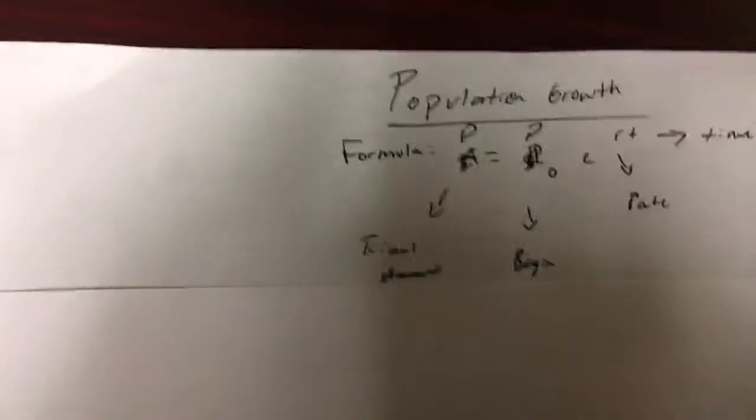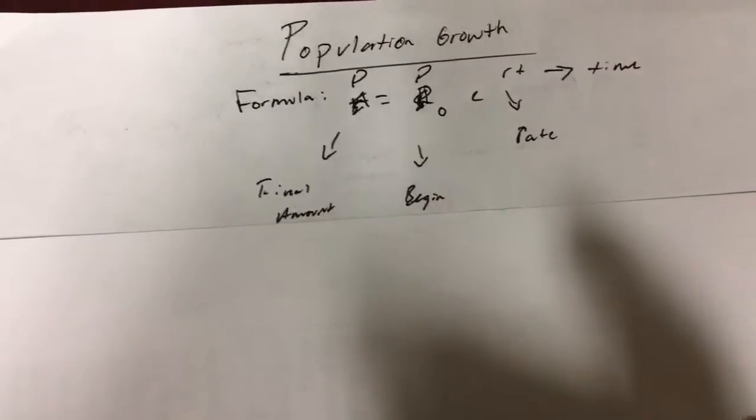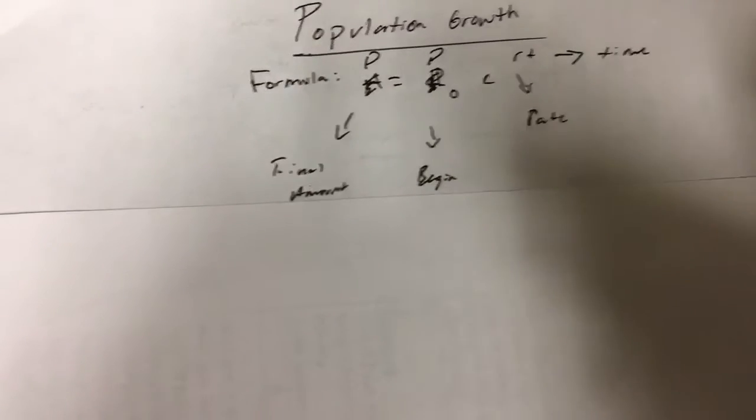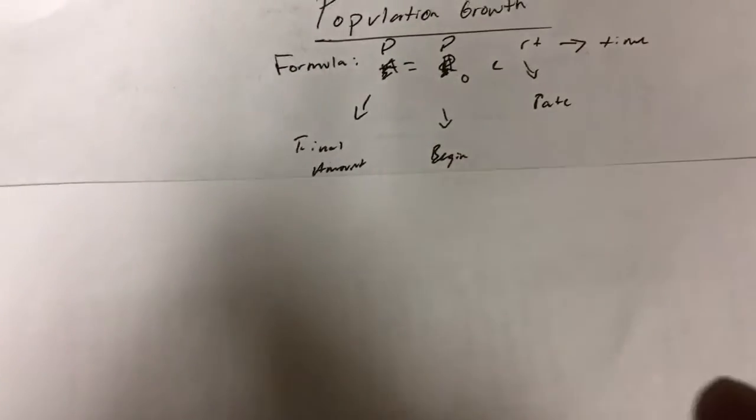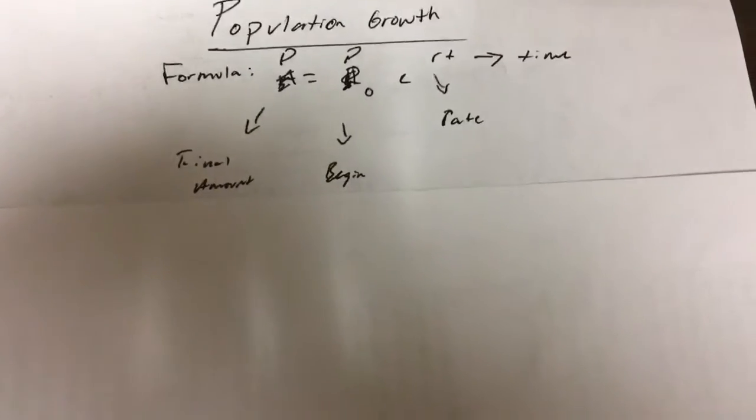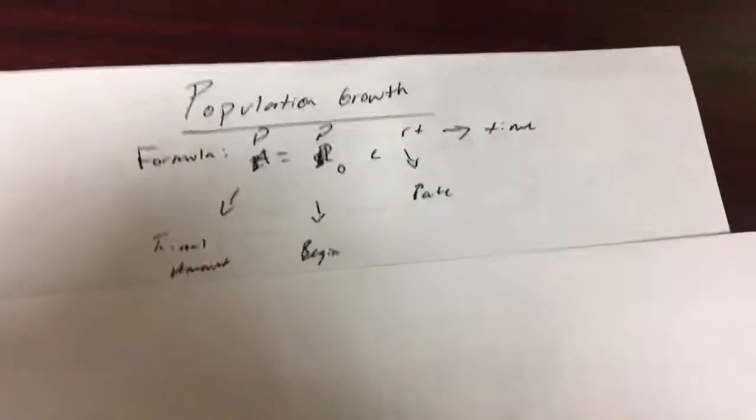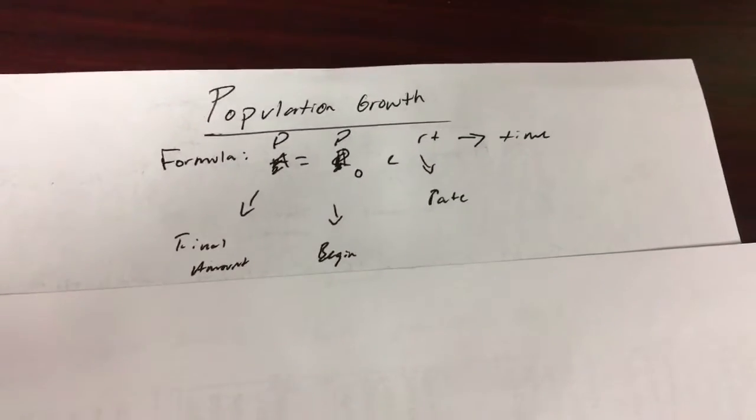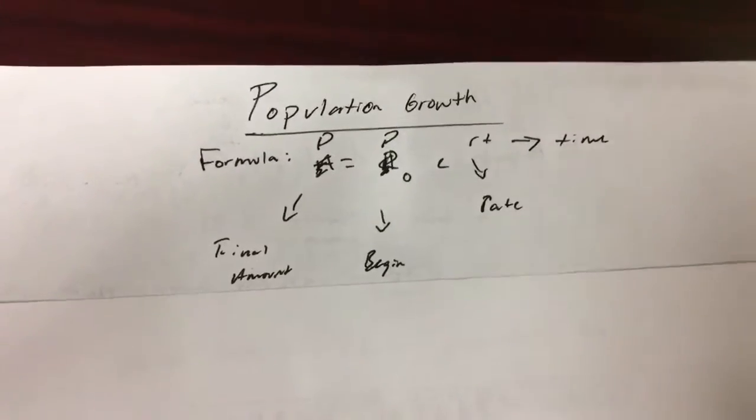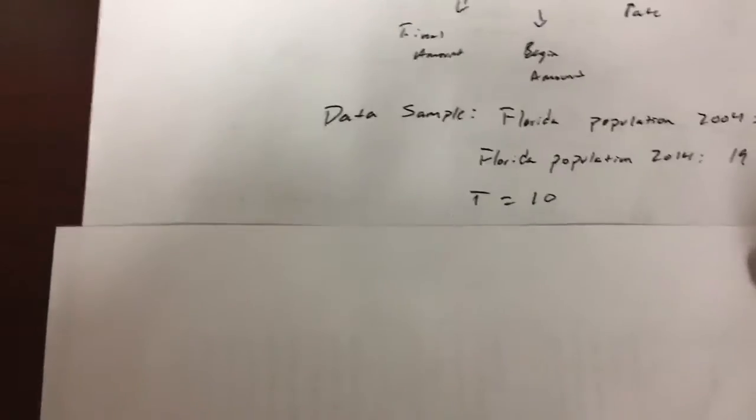And then for population growth, your formula is basically your beginning amount times E, and then to the power of R, the rate, times time, and that'd give you your final amount.